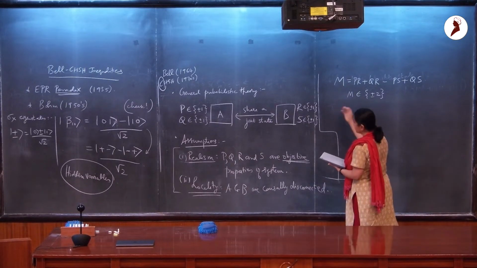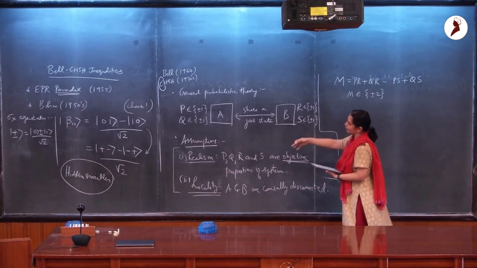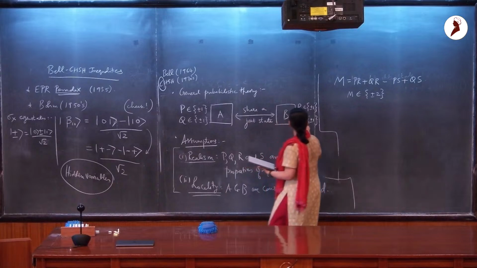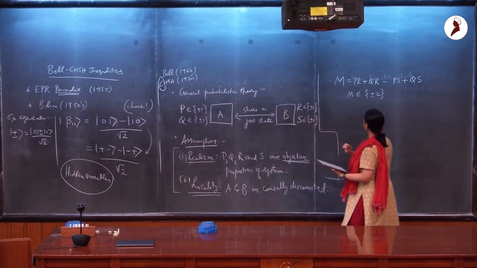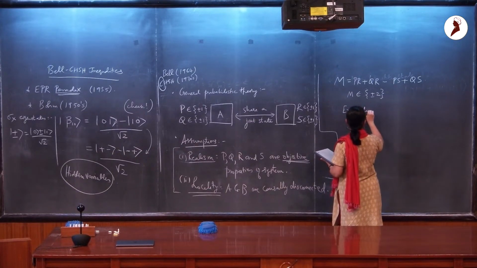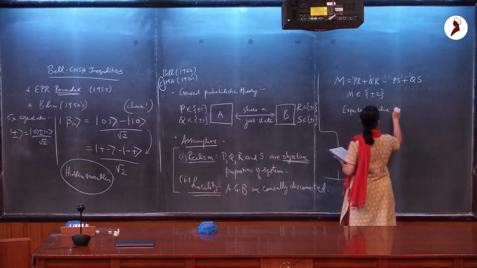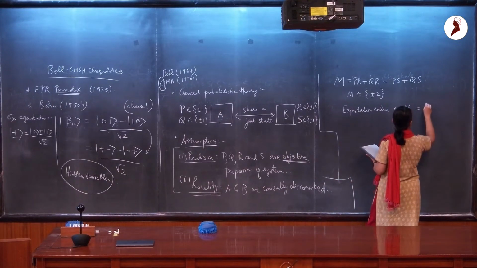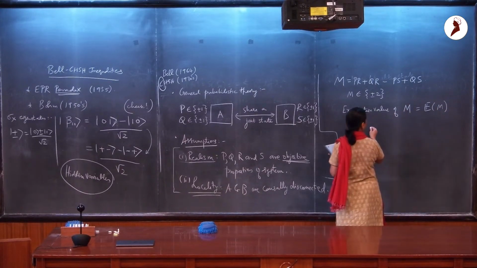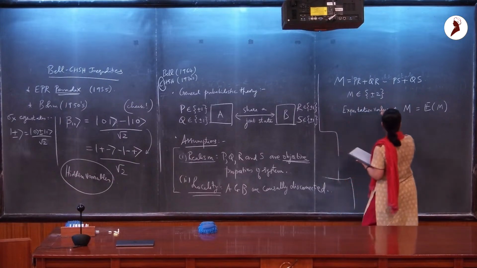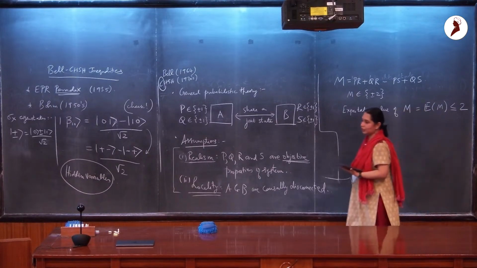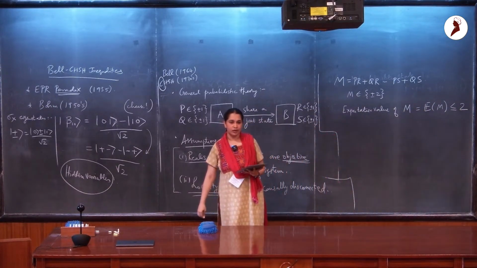Now, I said this is a probabilistic setting, so there's some probability with which each observable is taking these values. I'm not going to write down all the details, but you can think about the expectation value of this observable M. I'll call this E of M, and because you're constrained like this, your E of M must essentially be less than or equal to 2. And that's it.